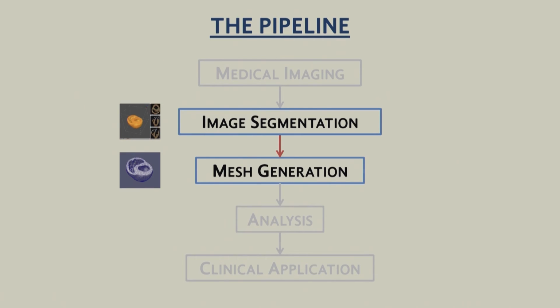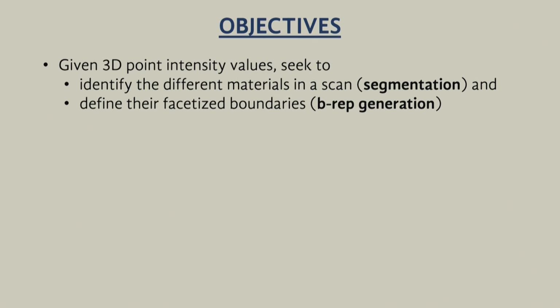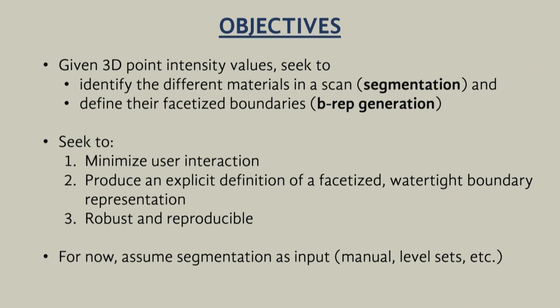And an analysis-ready volume mesh, or even a surface mesh of an object, is a set of points and locations, their connectivities, facets, et cetera. So they're very different types of data, and it's important to keep that in mind when trying to produce a bridge between them. Some goals are to minimize user interaction, produce an explicitly defined, facetized, watertight boundary representation, which is non-trivial. And we want it to be robust and reproducible for that automated purpose.